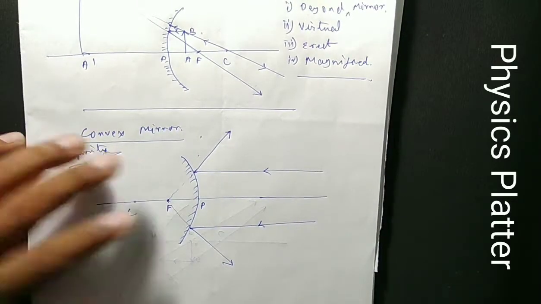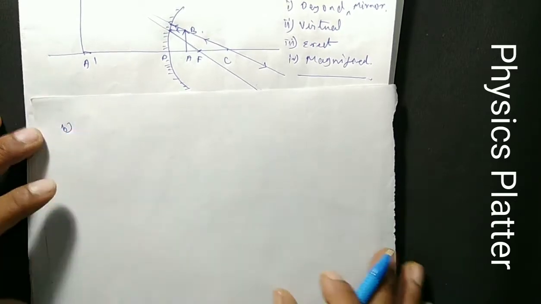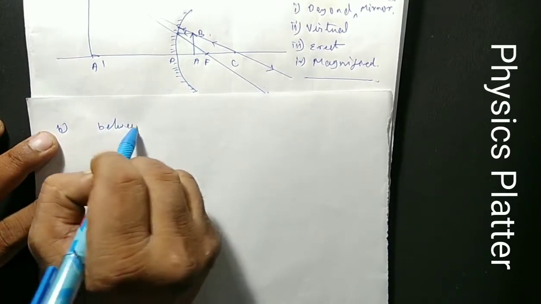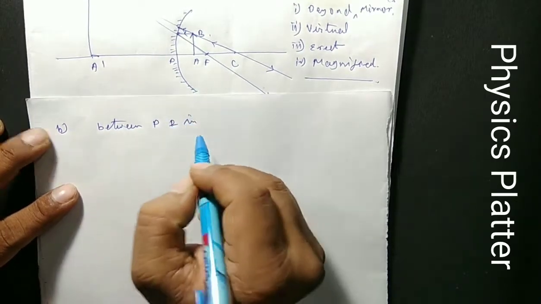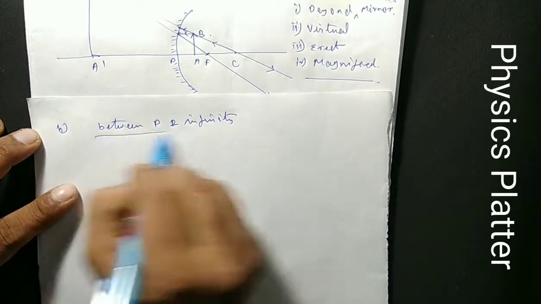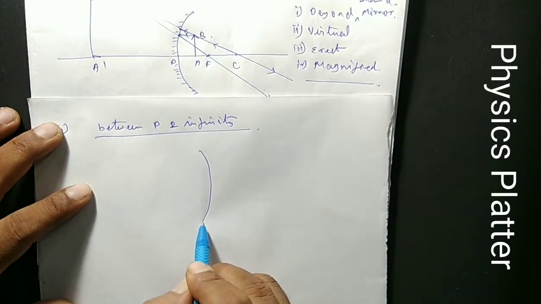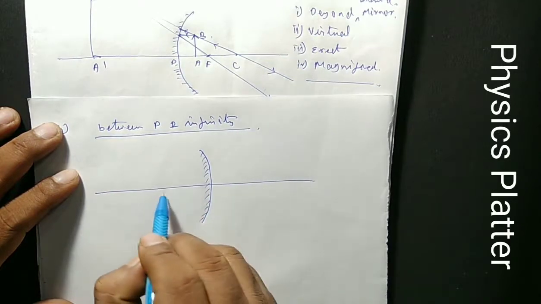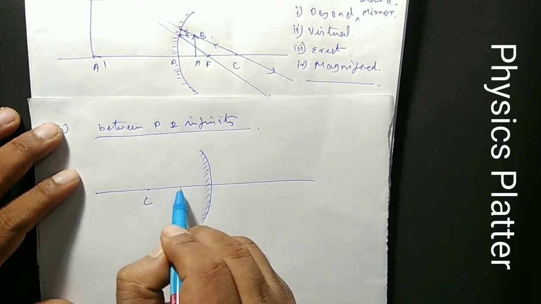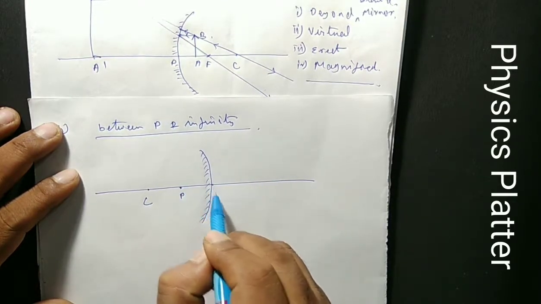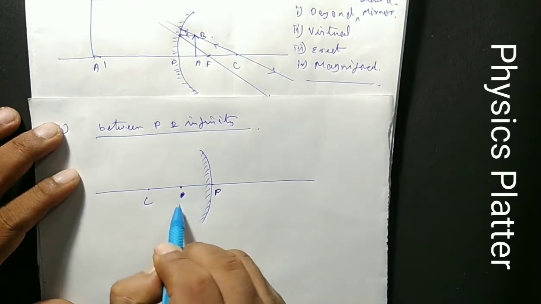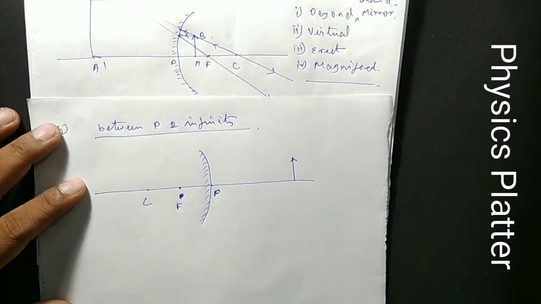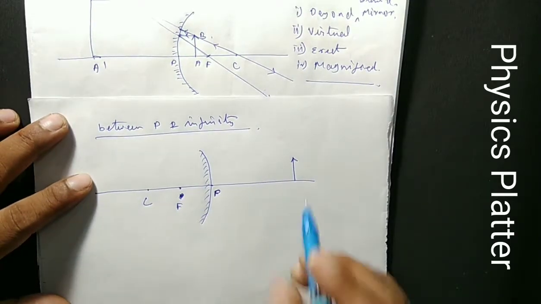Alright, let's discuss the last case, which is number B. In case of the convex mirror, we keep the object between P and infinity, pole and infinity. So let's draw the convex mirror. C is somewhere here, P is somewhere here. Between P and anywhere here, this is my object AB.